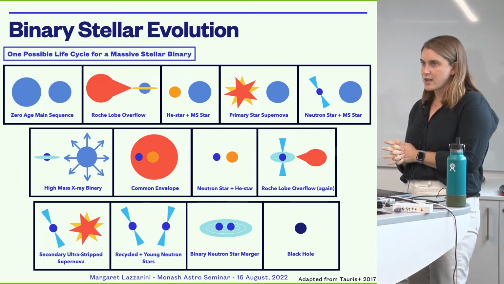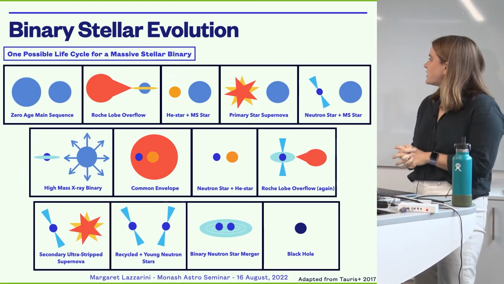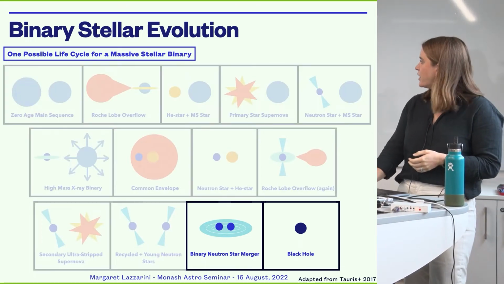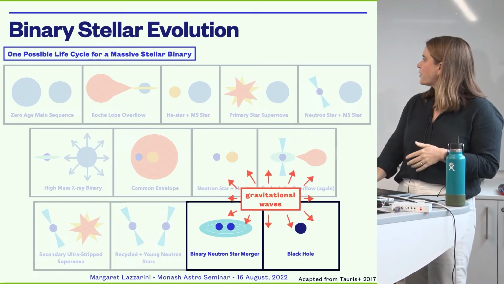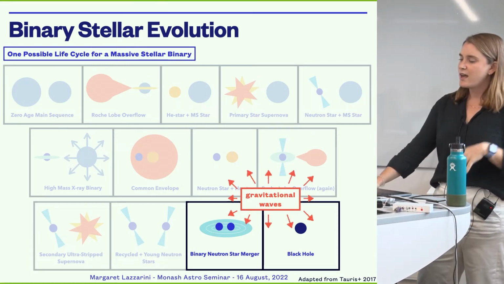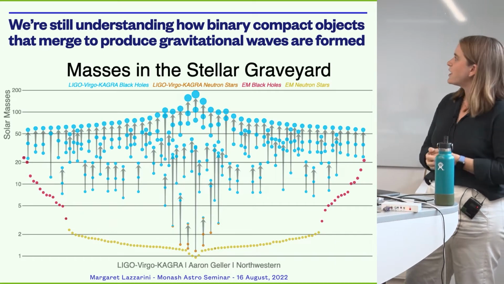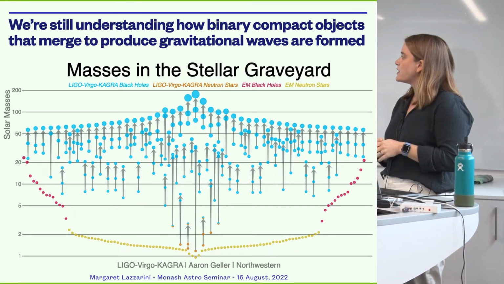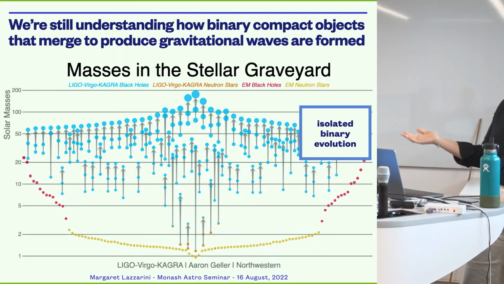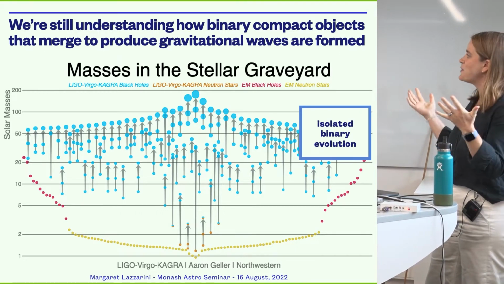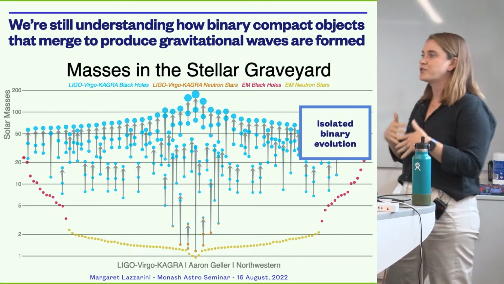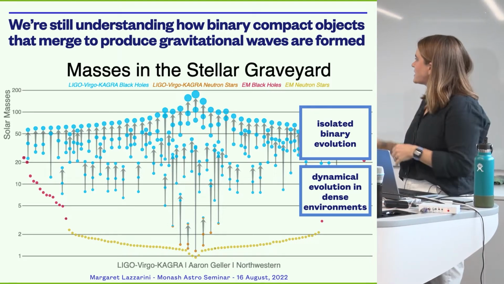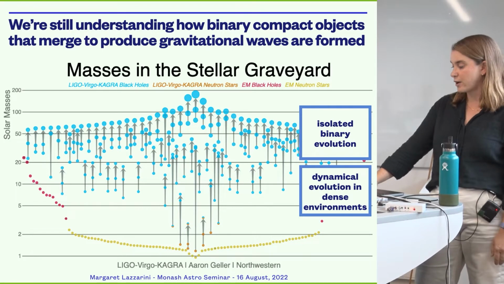Another motivating reason for studying massive binary stars is that a lot of people are excited about the last two panels of this cartoon of their evolutionary picture. When you have a binary neutron star merger forming a black hole, you can get gravitational waves coming out. We are still in the process of really understanding this population of compact object mergers that are now being observed with gravitational waves. We know that isolated binary evolution plays some role in this picture, but we're still deciding as a community what types of formation channels are contributing what fraction to this population. We know that there's also a contribution from other processes like dynamical evolution in dense stellar environments.